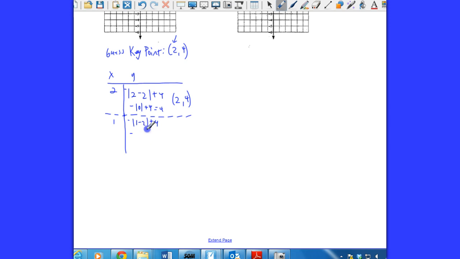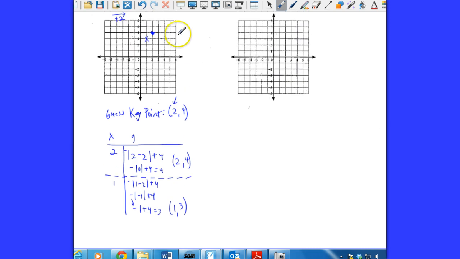Negative sign, 1 minus 2, so that would be absolute value. 1 minus 2 is negative 1 plus 4. Okay, the absolute value of negative 1 is 1, but don't forget about that negative sign, so it's actually negative 1 now, plus 4. Negative 1 plus 4 is 3, so that is the point 1, 3. And, good news, that was what I was guessing right there, 1, 3.